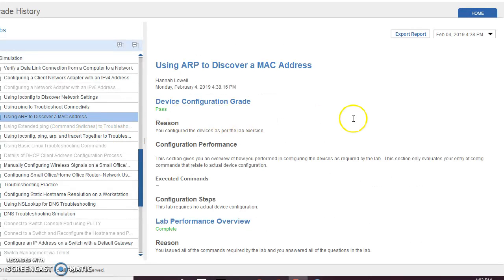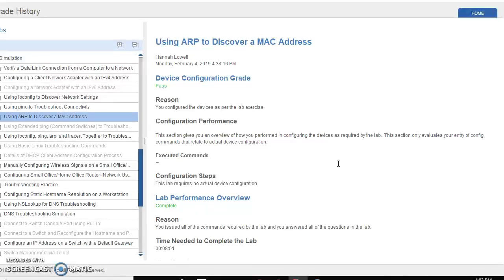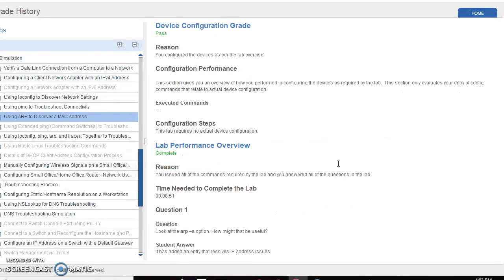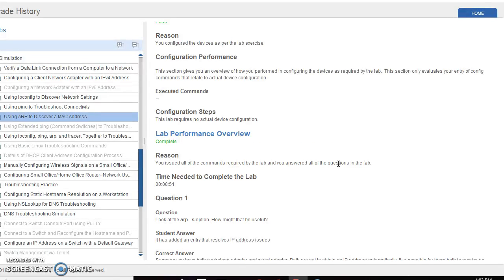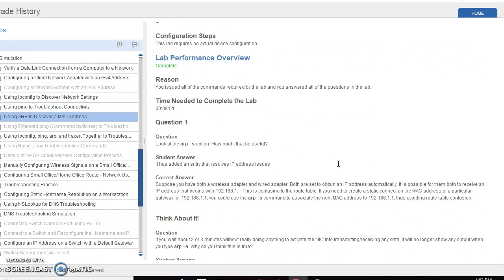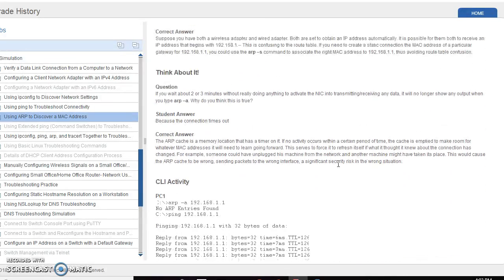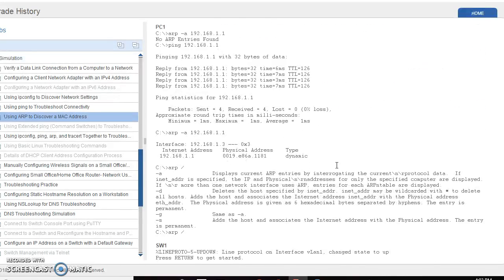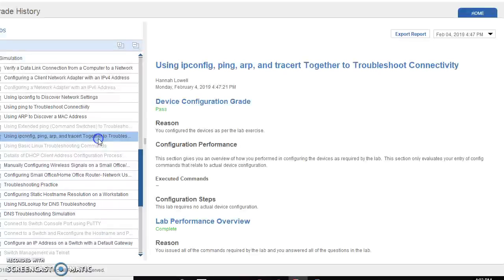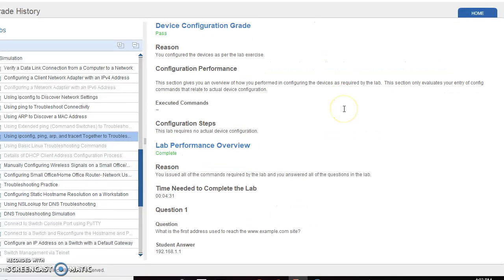Our next simulation was using ARP to discover a MAC address. And here we issued commands using ARP's options and ARP -a options. The next lab was using ipconfig and other commands to troubleshoot connectivity.